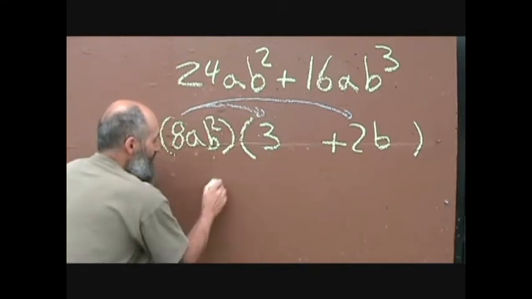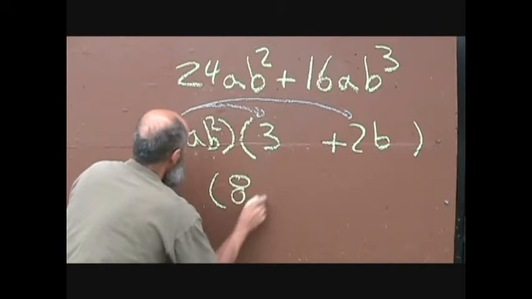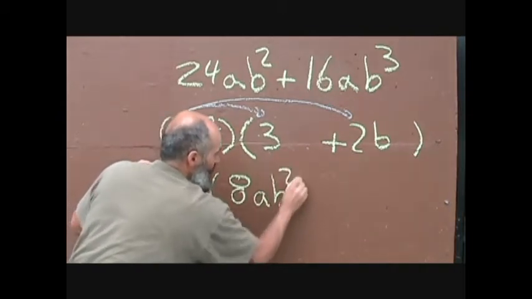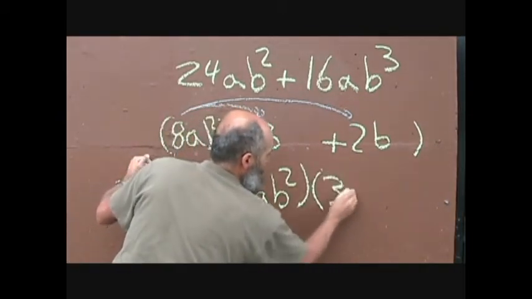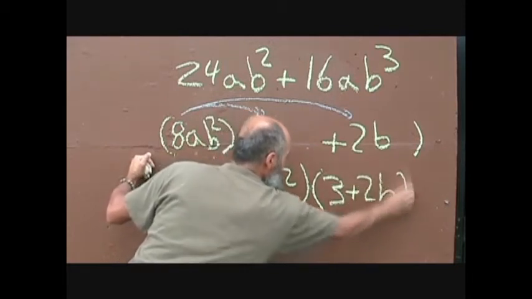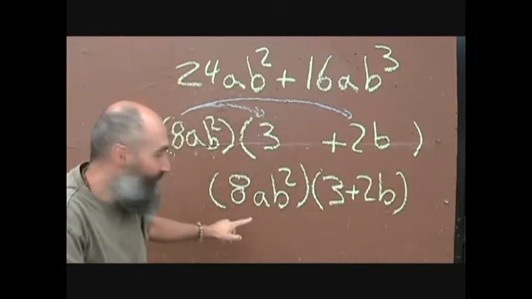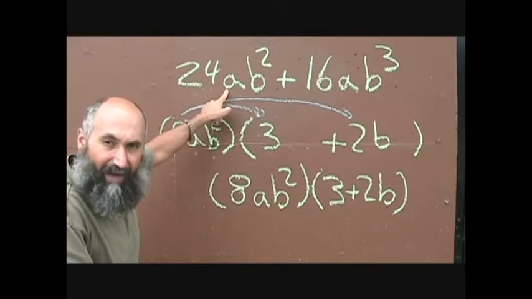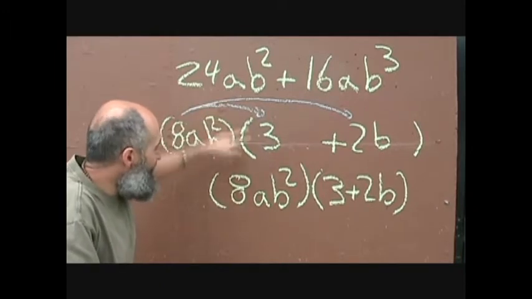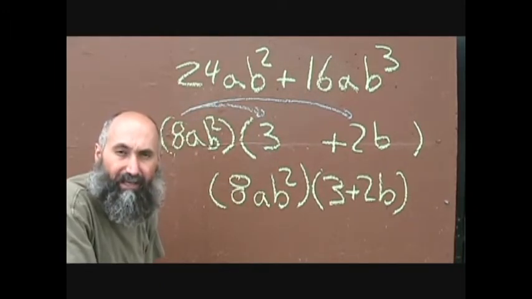Now obviously we left too much space between these guys. So what you would do is just go 8AB squared times (3 plus 2B). And this is this guy factored. You just took out the GCF from this guy and you ended up with this. Okay? GCF is something that you're going to use all the time throughout your math experience, if you want to call it that. So it's something that you really need to learn.